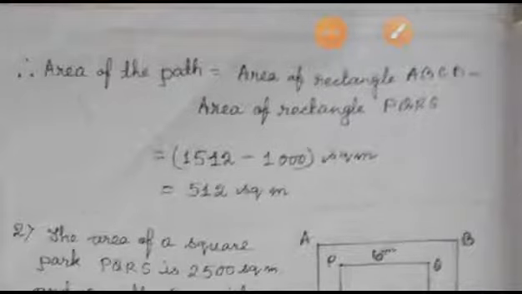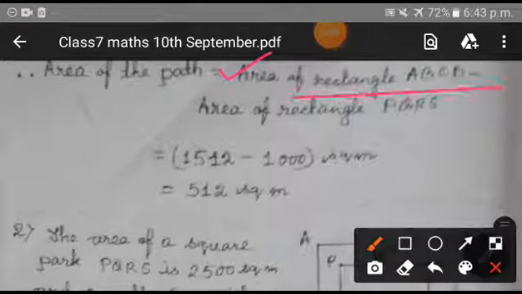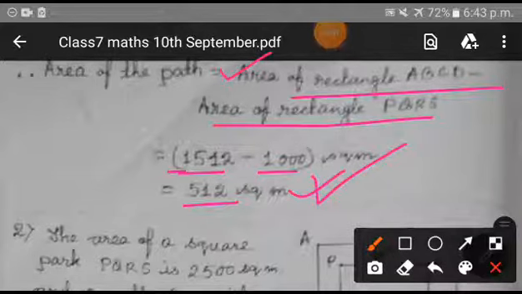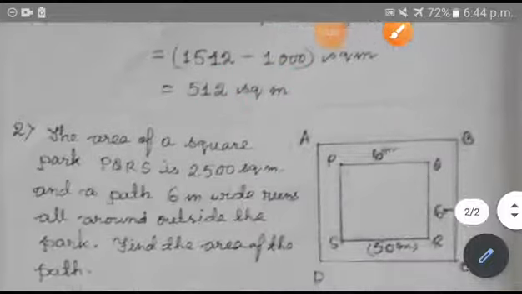Simply subtract the area of the inner rectangle from the area of the external rectangle. So you have the area of rectangle ABCD minus the area of rectangle PQRS equals 1512 minus 1000, which is equal to 512 meter square. So this is the area of the path. This is your answer.